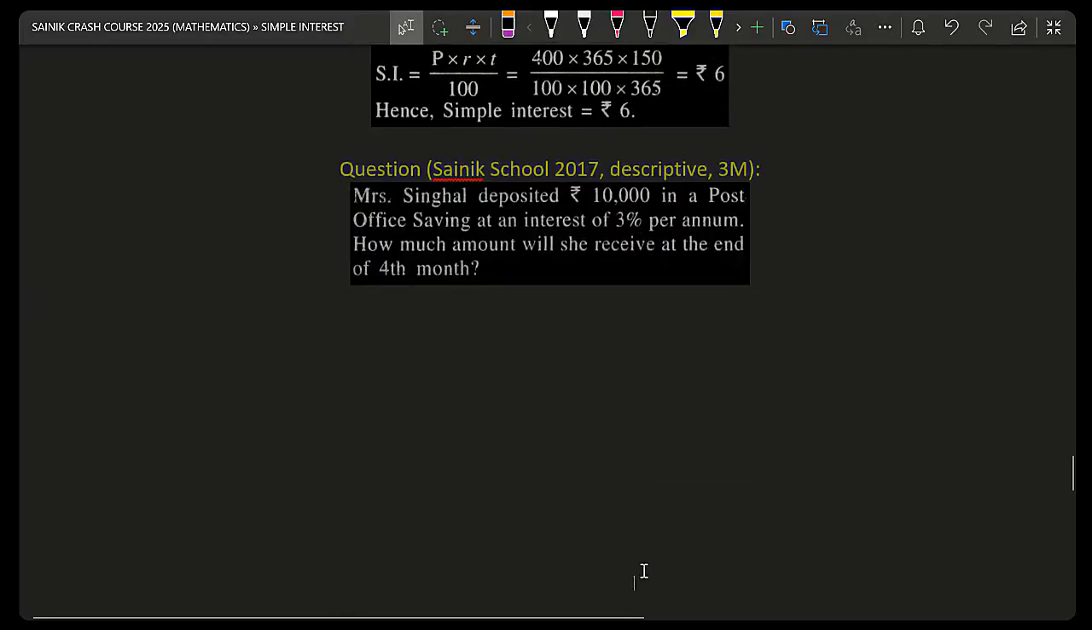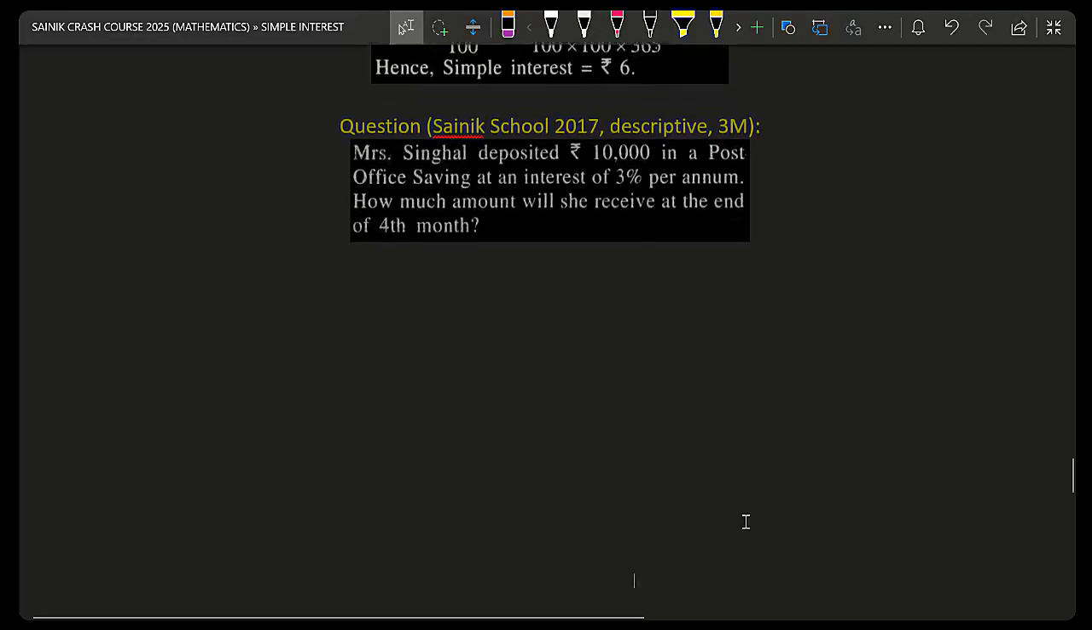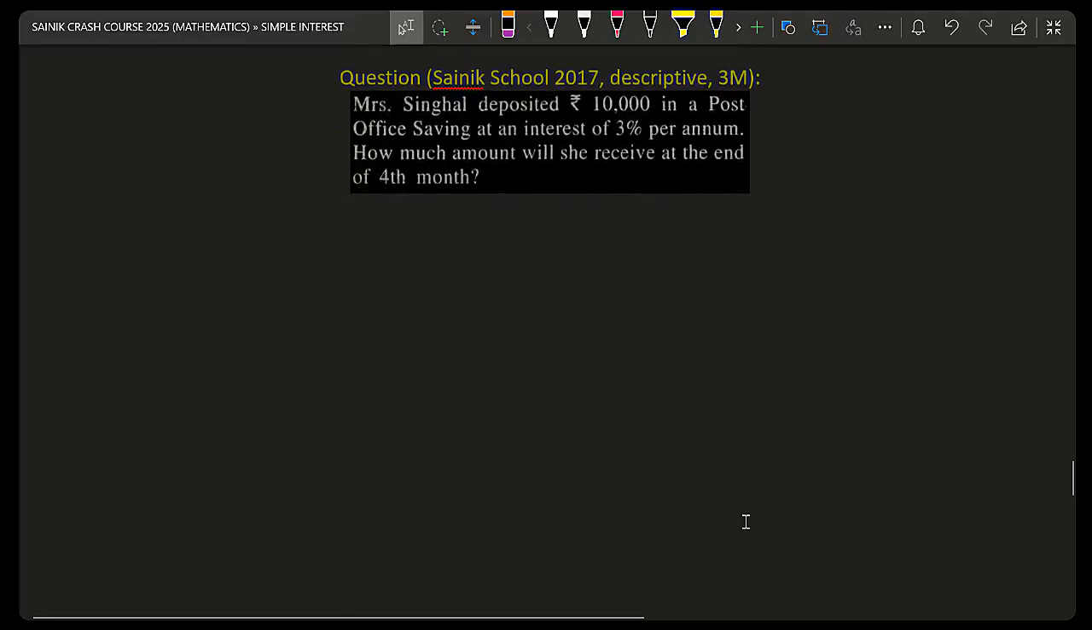In the same year, we got one more question for 3 marks. Mrs. Singhal deposited 10,000 rupees in a post office savings account at an interest of 3% per annum. How much amount will she receive at the end of the 4th month? Who will answer this?